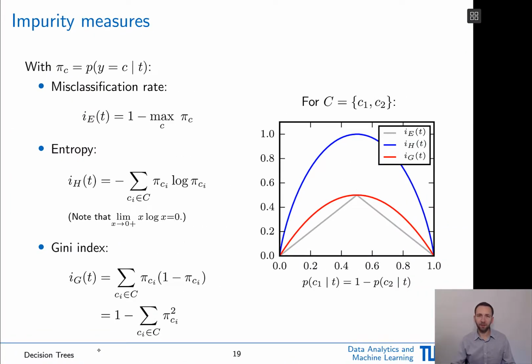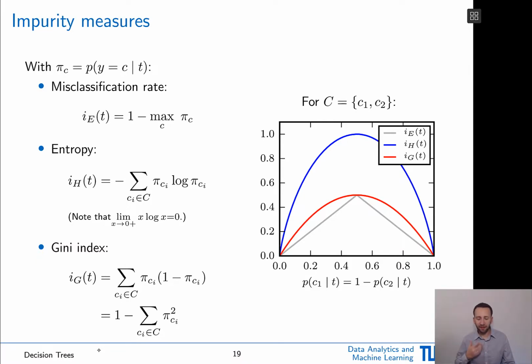Okay, so here's just an overview of these different measures. We will talk about this in more detail in a couple of minutes. So you see here the misclassification rate as we have learned it before. These are the probabilities of the different classes inside a specific region. So let's say 80% red and 20% green, for example. And then the misclassification rate is just calculating this term. And then we have the entropy and the Gini index as alternative measures.